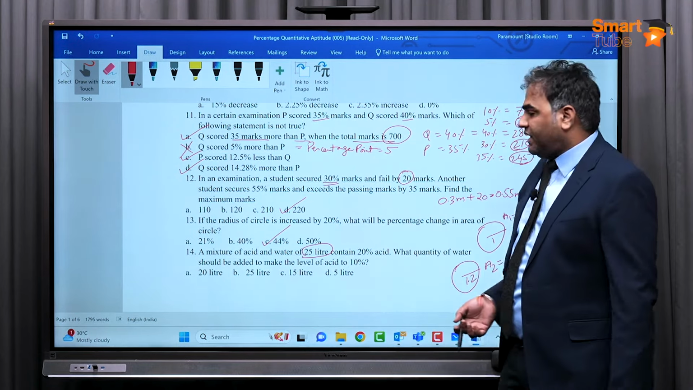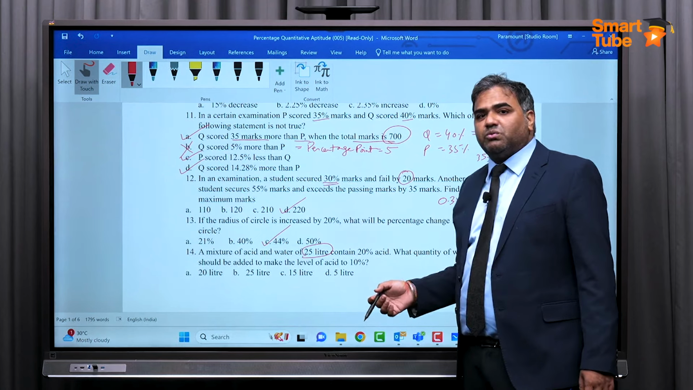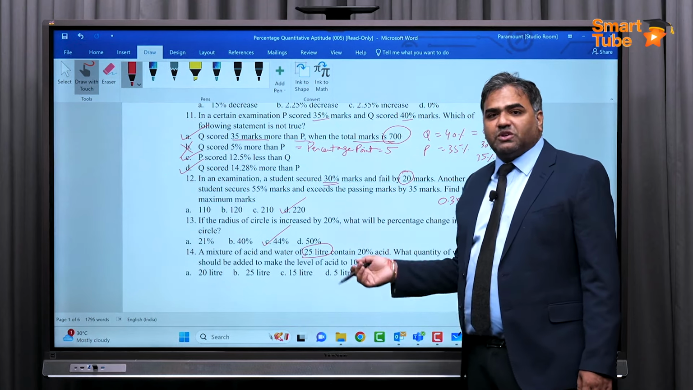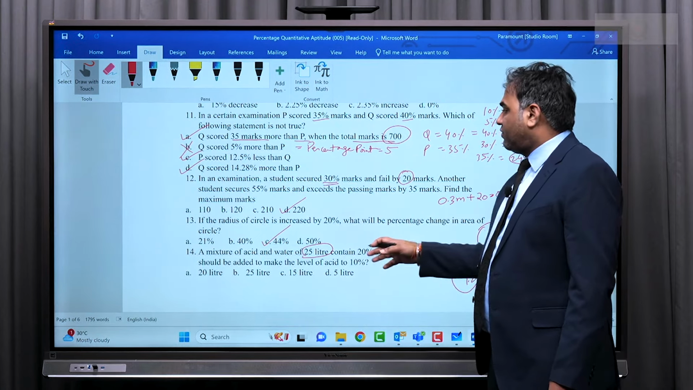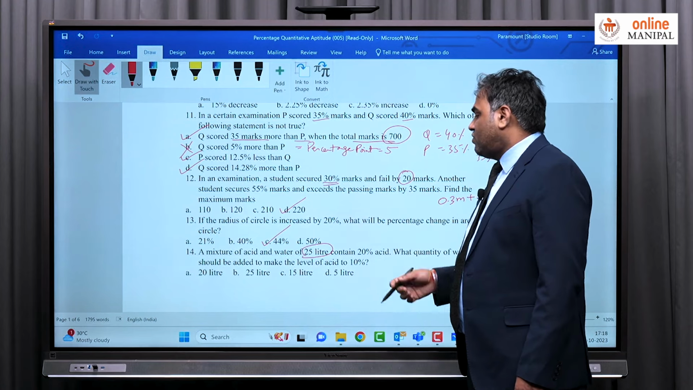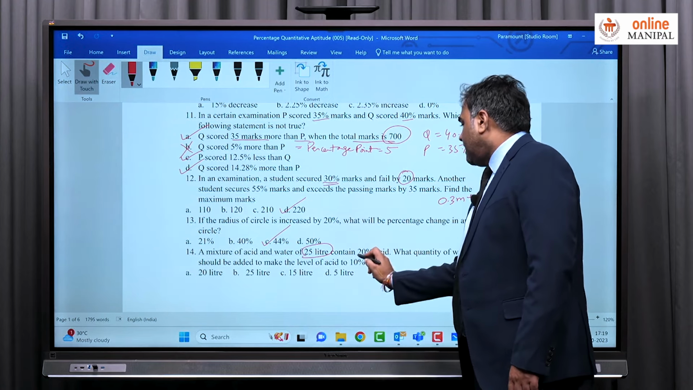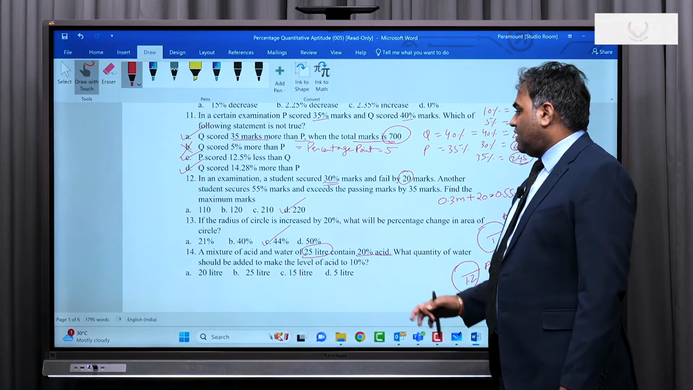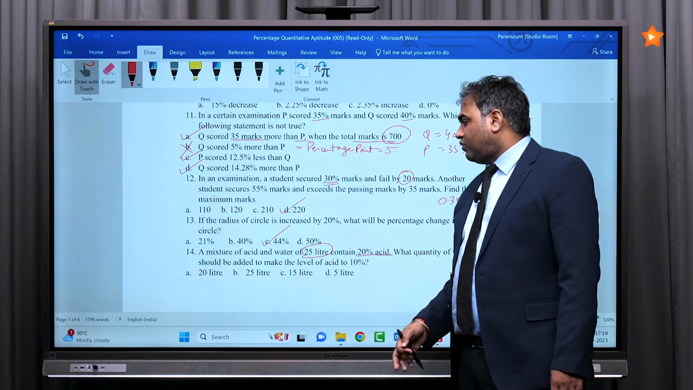I can ask you 1 liter is equal to how much decimeter cube, and 1 meter cube is equal to how many liter, in physics. Anyway, going further, in this question you have a mixture of 25 liter. In that, 20% is the acid. What is 20% of 25 liter?